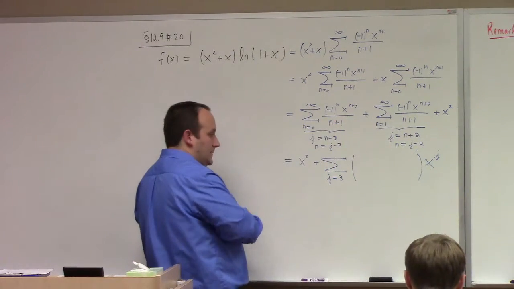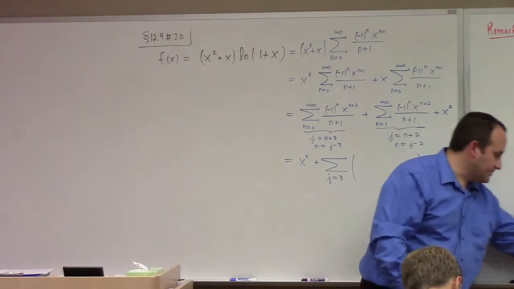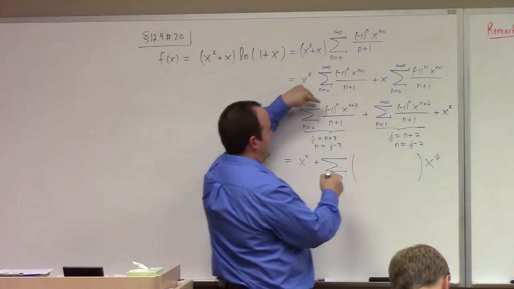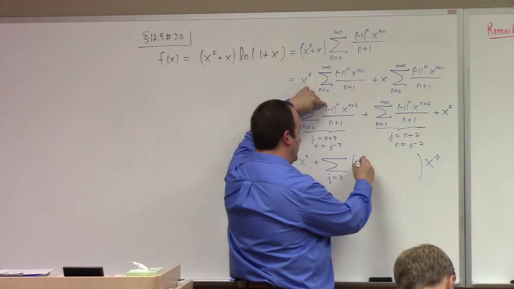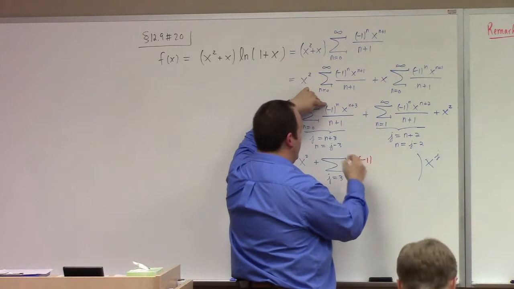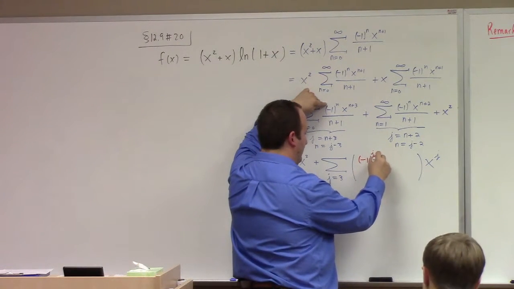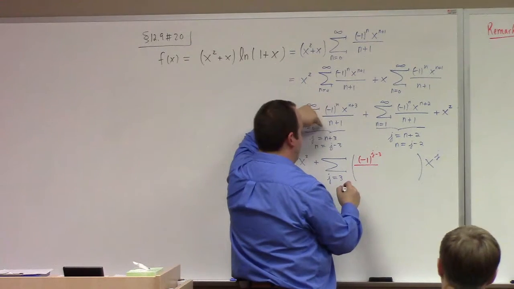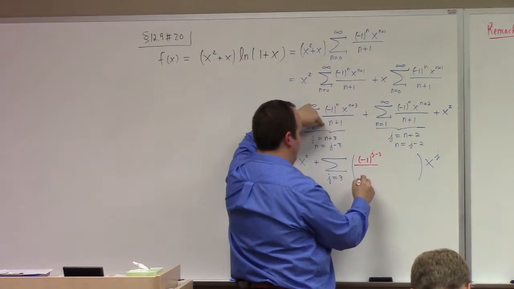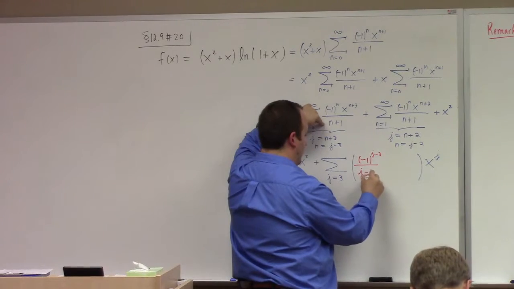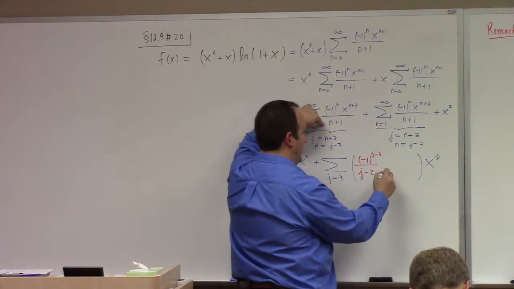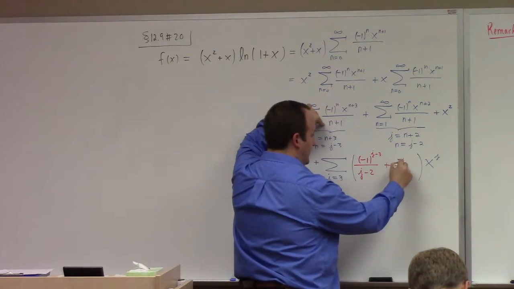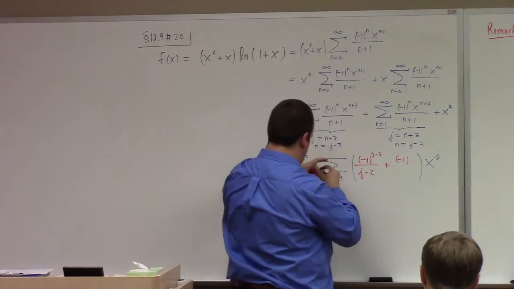All right? So this, I get minus 1 to the n, which was j minus 3. And then n plus 1 is actually what? J minus 2, okay. And then plus minus 1 to the, let's see over there.